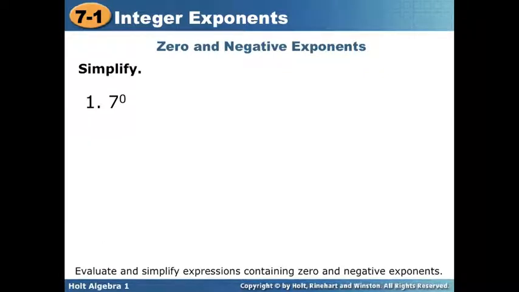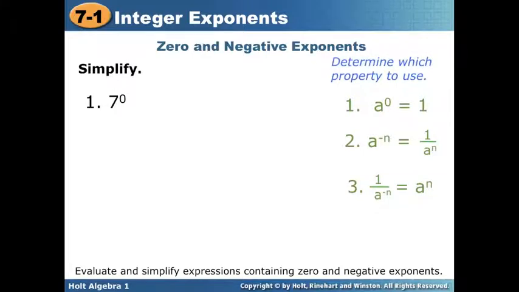Example number 1. 7 to the 0 power. Well, anything to the 0 power equals 1. Notice property number 1 says if we have something to the 0 power, it equals 1.